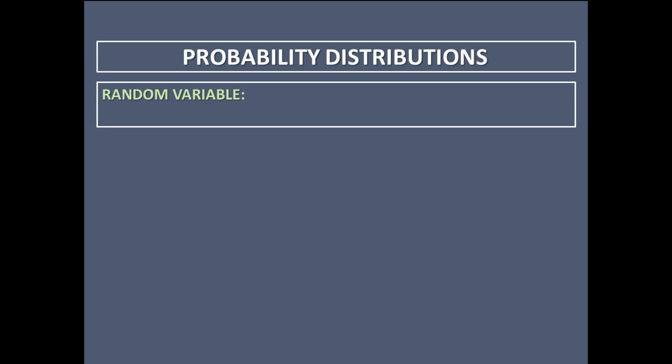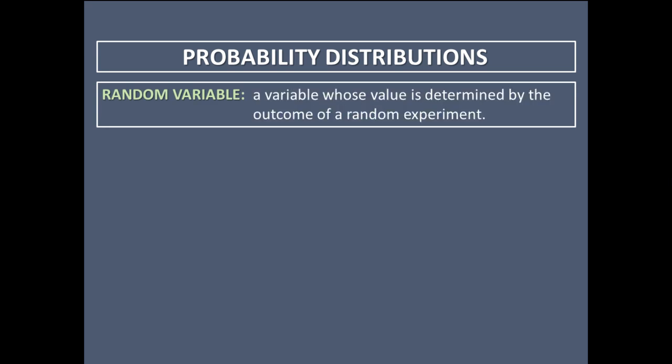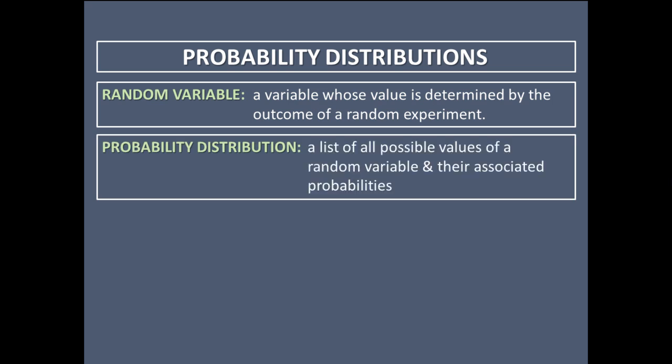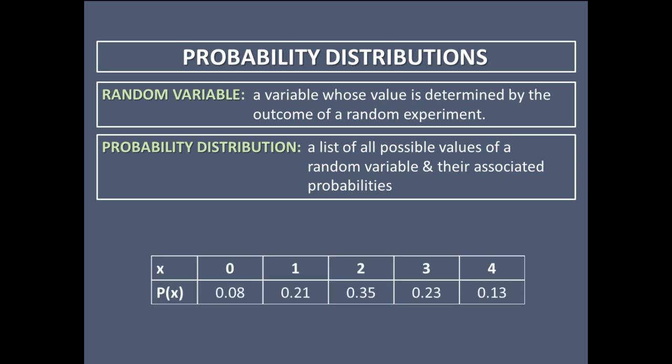First of all, a random variable. All a random variable is, is a variable where the value is determined by the outcome of an experiment. A probability distribution is a list of all the possible values for that random variable and the associated probabilities for each of those values. So what we'll be creating is something that looks like this.